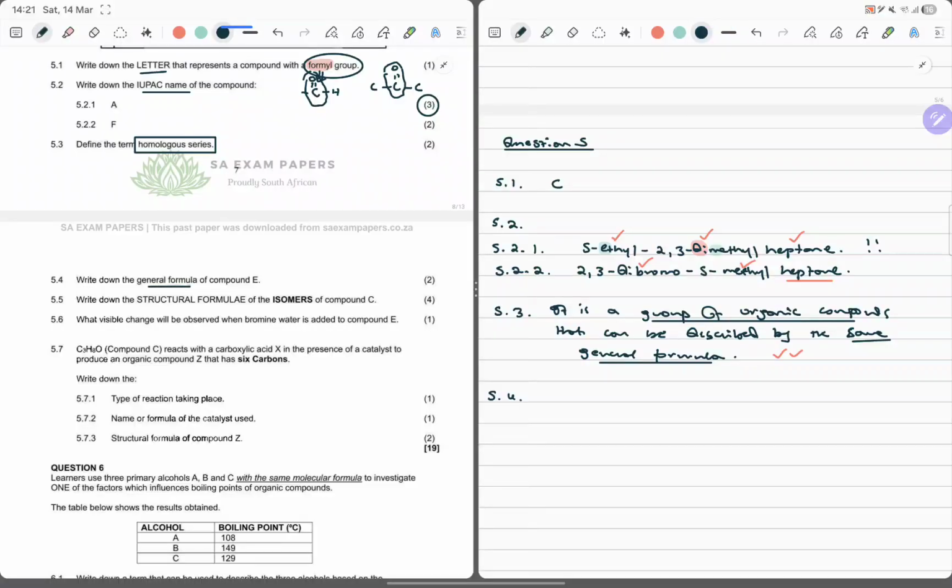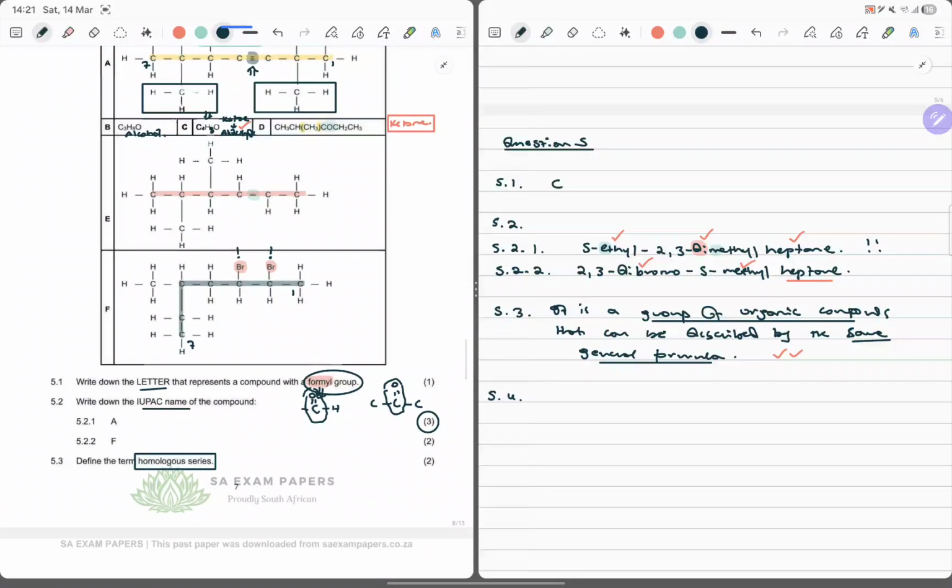Write down the general formula of compound E. Do you see this? Now, compound E is an alkene. So alkenes is CnH2n. And if you forget, just take a simple alkene and see. There's 2 carbons, there's 4 hydrogens. So if you divide by 2, there is going to be CnH2n. All alkenes are like this.